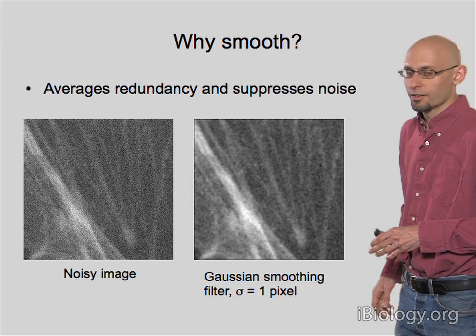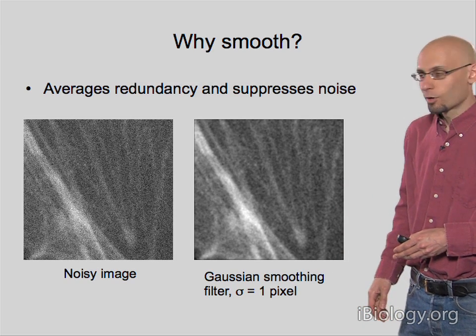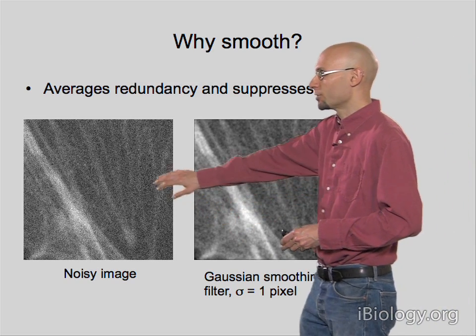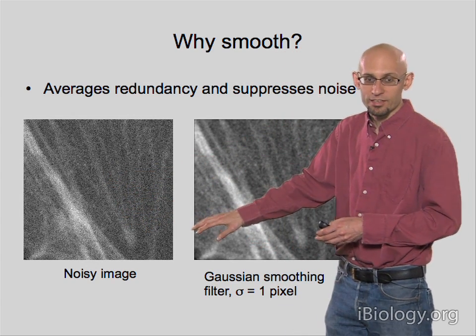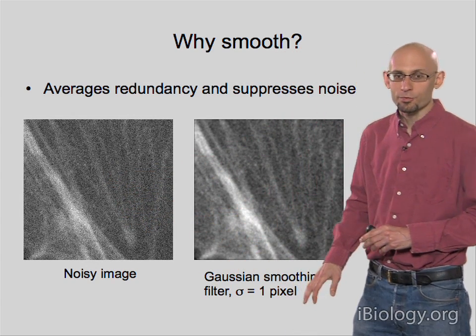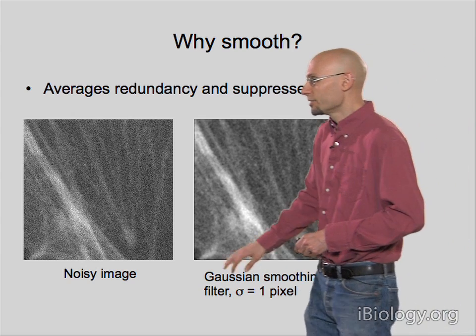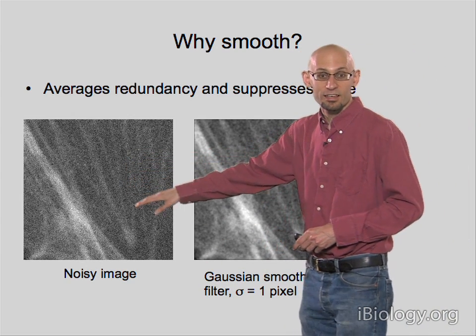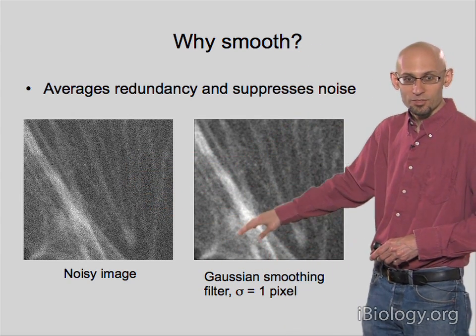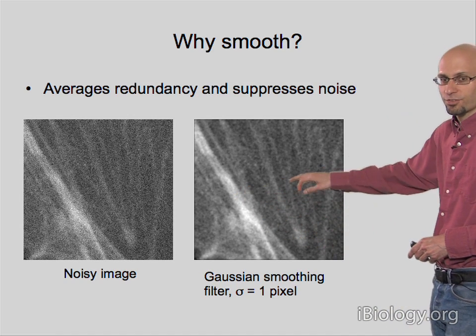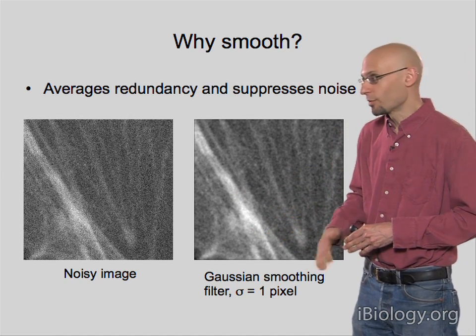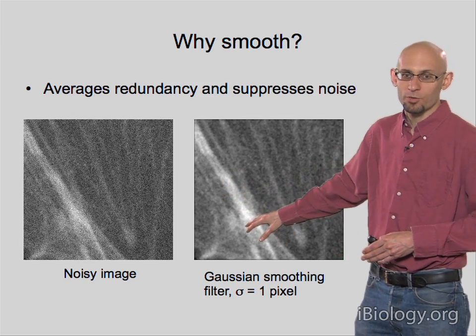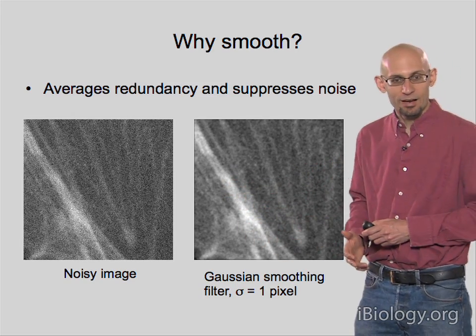And so here's an artificial example where we've taken a noisy image. This was actually a computer-generated noisy image, but the principle is the same for real noisy images. And you can see there's structure in here, but it's kind of hard to see it. And when we do this Gaussian smoothing filter, you can see these structures are now easier to see because we've averaged out some of the noise, but we haven't averaged out the real structures by as much because they're about the same size as our averaging filter.